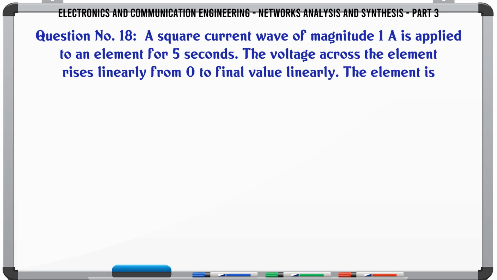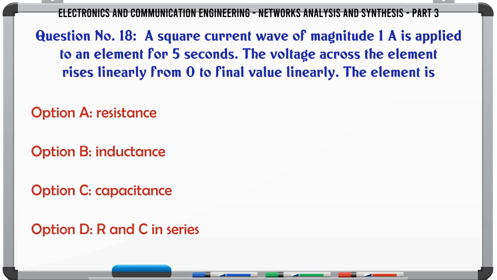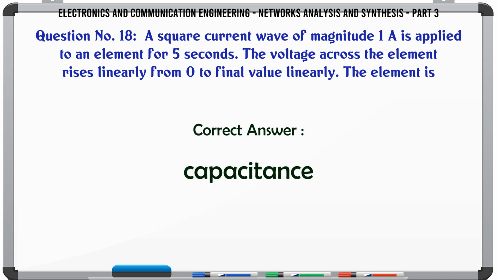A square current wave of magnitude 1 A is applied to an element for 5 seconds. The voltage across the element rises linearly from 0 to final value. The element is A resistance, B inductance, C capacitance, D R and C in series. The correct answer is capacitance.